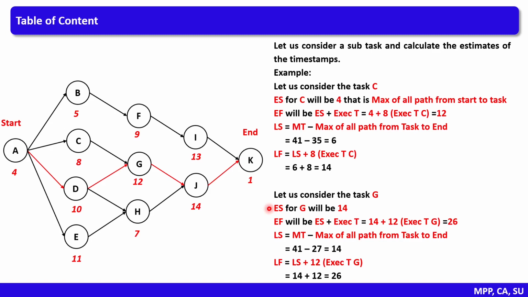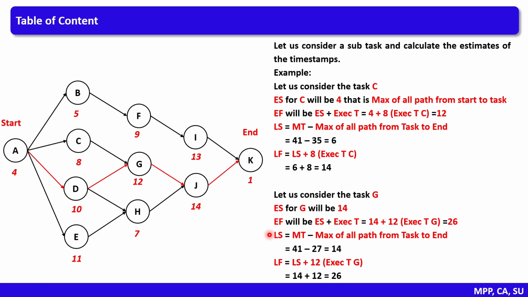Now let us consider another example. Early start for task G will be 14, that is along A and D. Based on early start, early finish will be estimated as early start plus execution time of the task. So here early start is 14, execution time of task G is 12, so early finish will be estimated as 26.